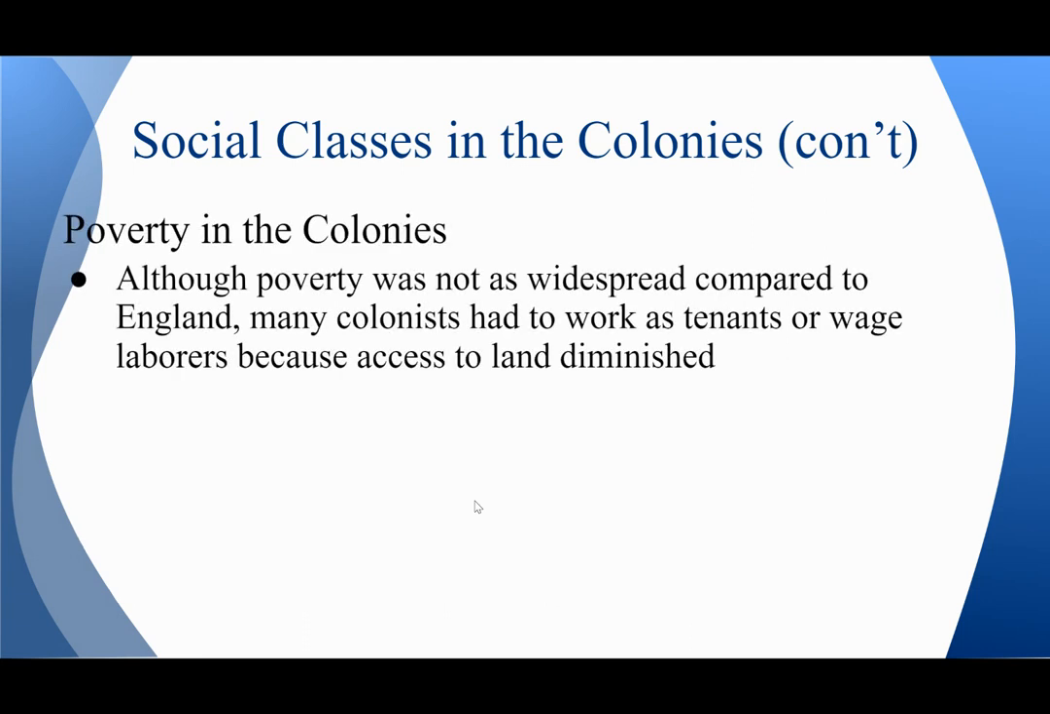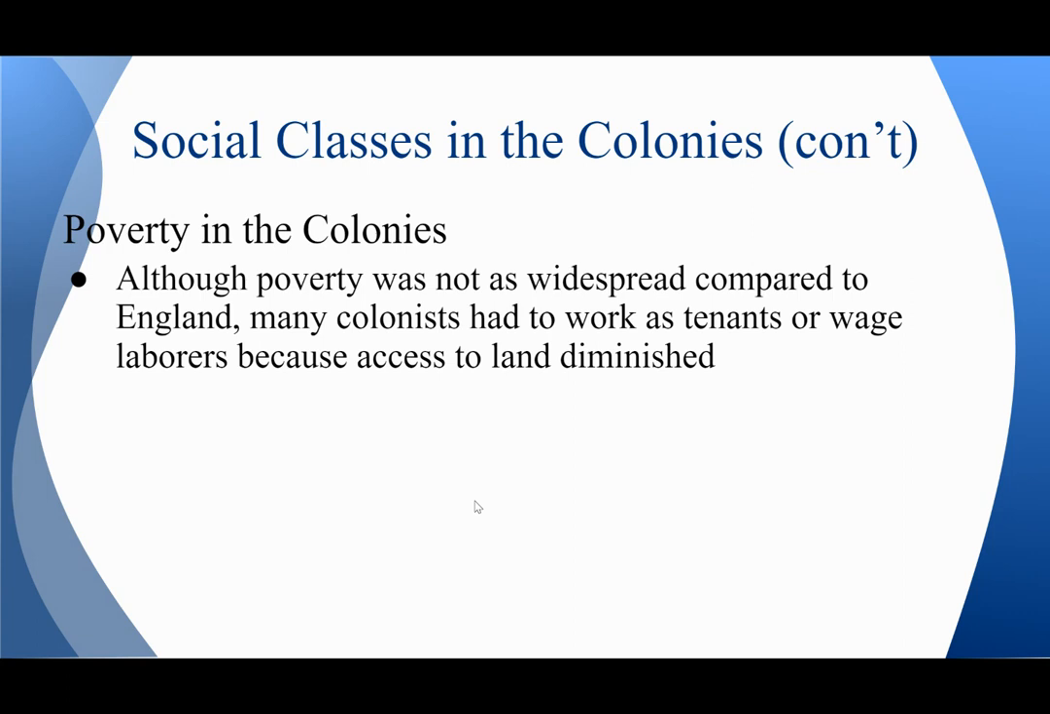So there's also a lot of poverty in the colonies, though. It's not as widespread as it was in England, but many colonists, as we learned about indentured servants and things like that, can't afford their own land or plantations. A lot of colonists are forced to work as tenants or wage laborers because the access to land had diminished.